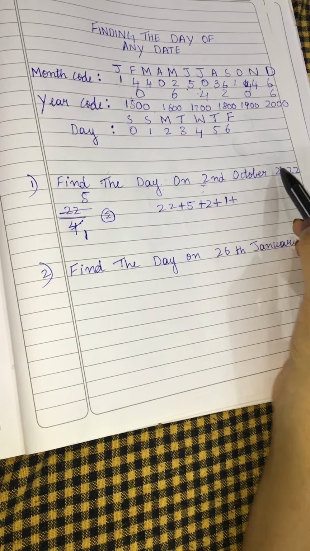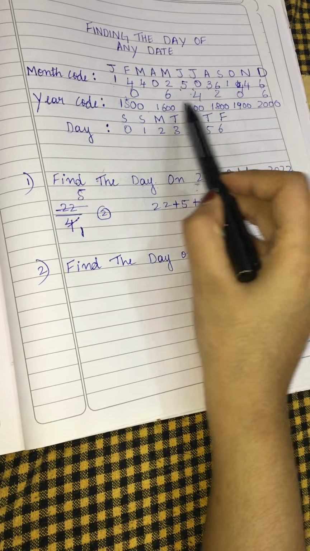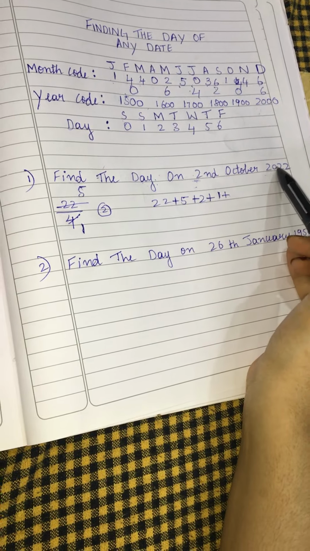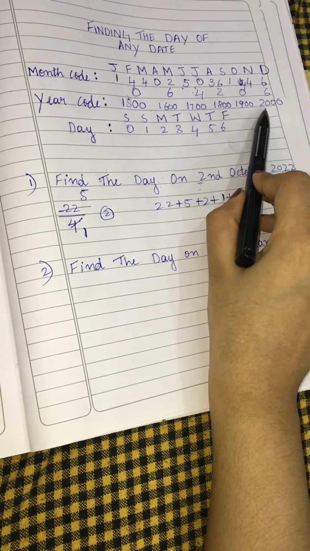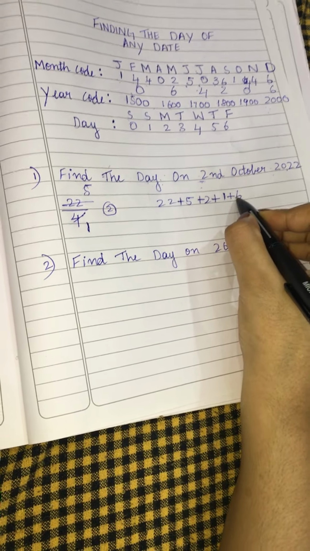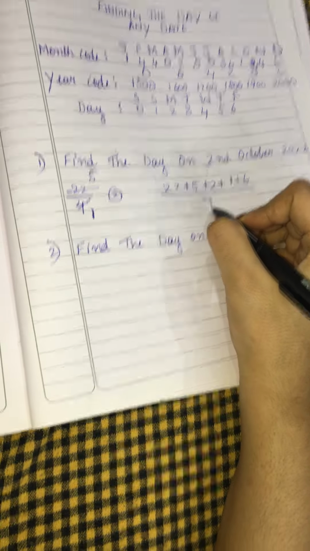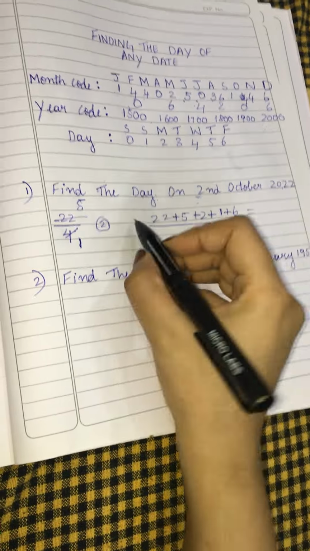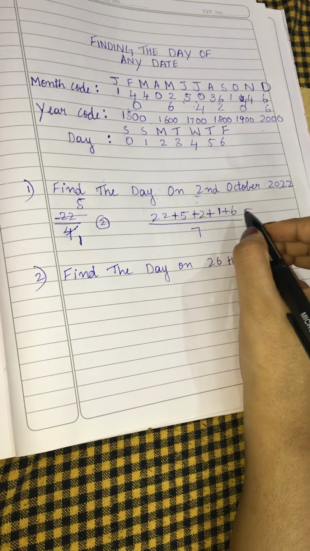Now we'll go to the year code. It is asking us 20, right? 2022. So which year will we take? This year, 2000, because it is going in 2022. So we'll take the year code of 2000. What is the year code of 2000? We will add 6. Now we will divide all of this by 7. Why 7? Because we have 7 days in a week. Now see, we will add 22 plus 5 plus 2 plus 1 plus 6. How much is it?